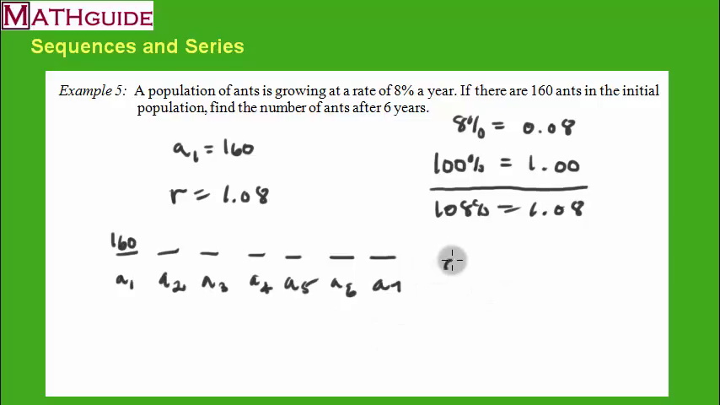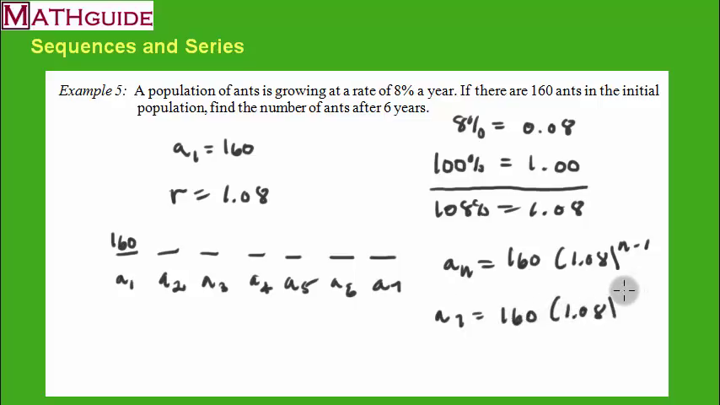You now realize that your formula is going to look like the first term times the rate to the n minus 1 power. Now we just figured out that we wanted the A sub 7. Okay, so that means I'm going to put 160 times 1.08 to the 7 minus 1. Of course, that's 6th power. Okay, so we're going to throw that into a calculator to get an answer. So the calculator reports this, 253.89989, blah, blah, blah, blah.